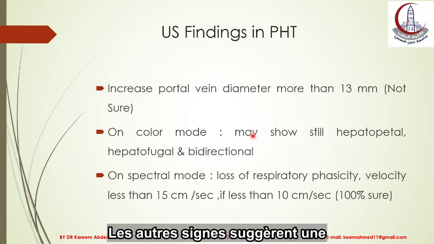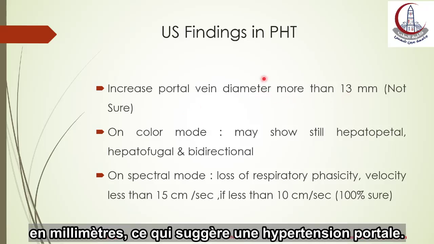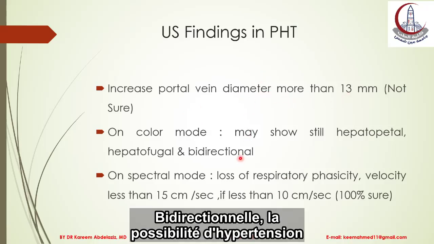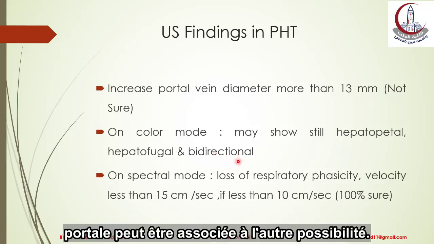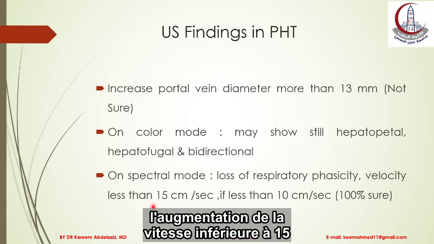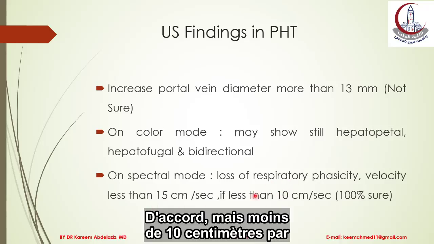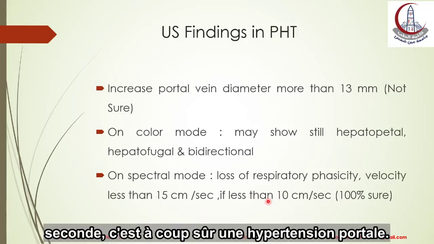Okay, the rest of the signs are suggestive. Increased portal vein diameter of more than 16 millimeters is suggestive of portal hypertension. Bidirectional flow may carry the possibility of portal hypertension along with the other possibility, and I will tell you how to differentiate. Loss of respiratory phasicity or velocity less than 15 centimeters per second is suggestive of portal hypertension. Okay, but less than 10 centimeters per second, this is for sure portal hypertension.